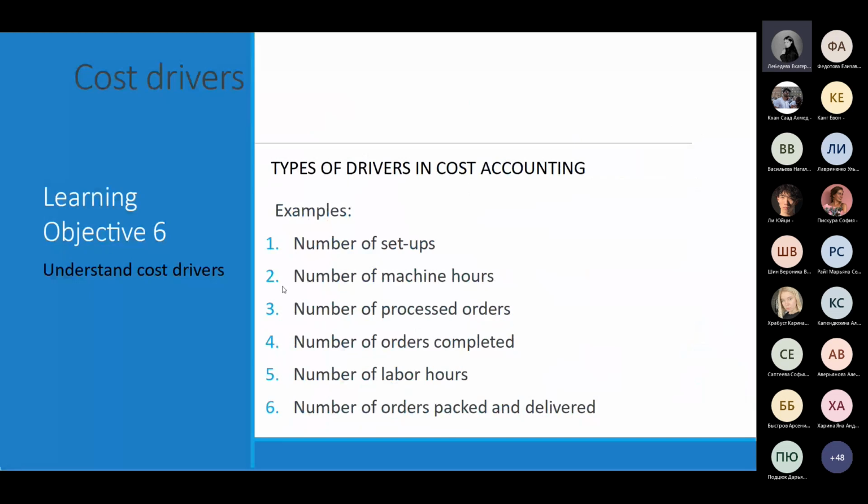What could be used as cost drivers? Here you can see some examples: number of setups, machine hours, processed orders, completed orders, labor hours, or orders packed and delivered. Any example could be used as a real cost driver in a production company or in a service company. For example, a number of labor hours could be used in both production and service areas.